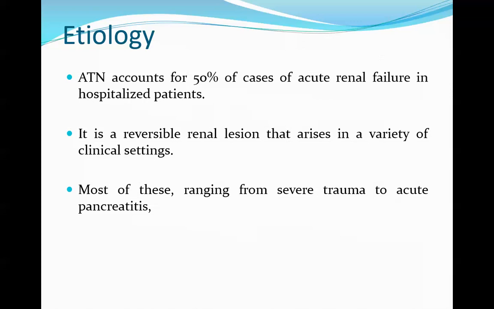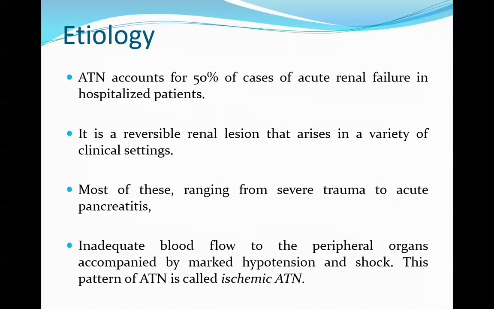And the patient is so painful that they go in shock. And when you are in the process of a shock, then the blood supply goes down. You know that, huh? So what happens in inadequate blood flow to the peripheral organ accompanied by marked hypotension and shock, as in severe trauma or in acute pancreatitis? This pattern of ATN is called ischemic ATN. So as in a condition of shock or hypotension, the blood does not go towards the kidney.